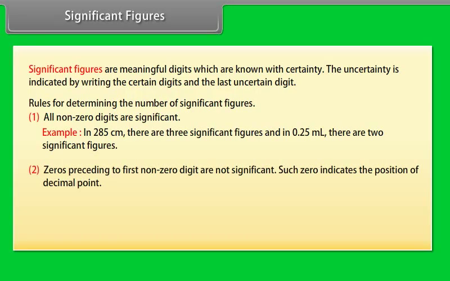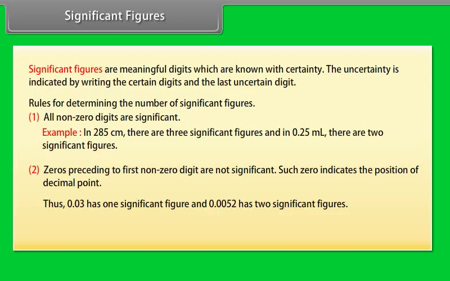Zeros preceding to first non-zero digit are not significant. Such zero indicates the position of decimal point. Thus, 0.03 has 1 significant figure and 0.0052 has 2 significant figures. Zeros between 2 non-zero digits are significant.